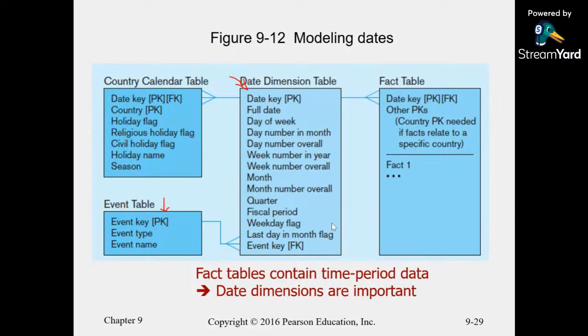Okay, so when you look at the relation between event and the date dimension, we can say that only one event is associated with a date. Each date dimension row is linked to only one event within the event table. So when you pick a date, it is linked to one event.